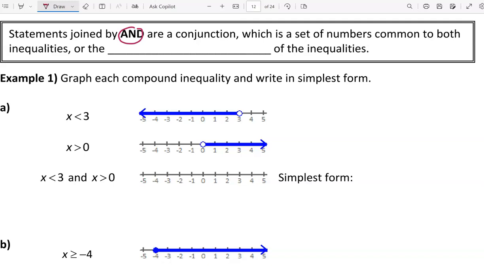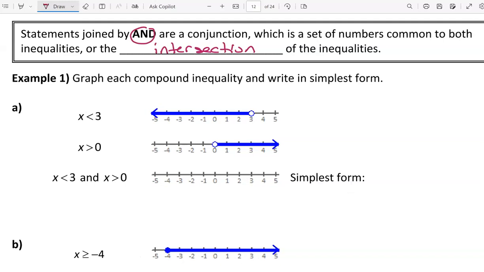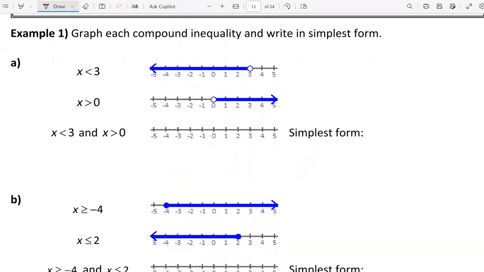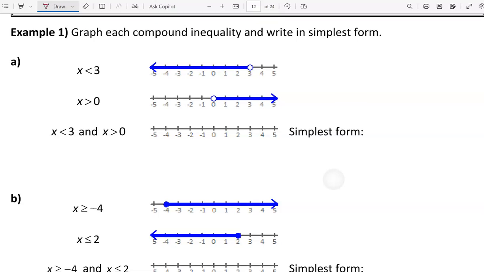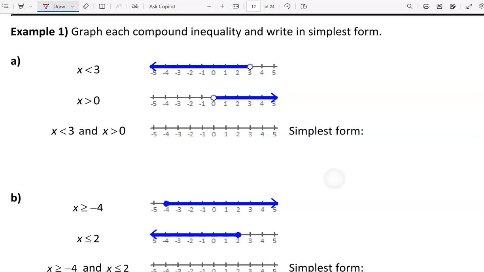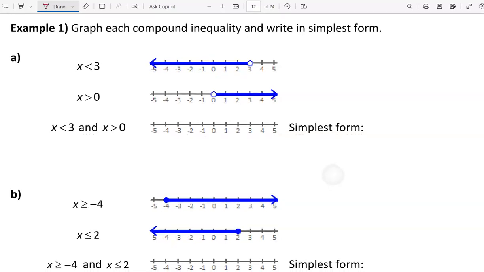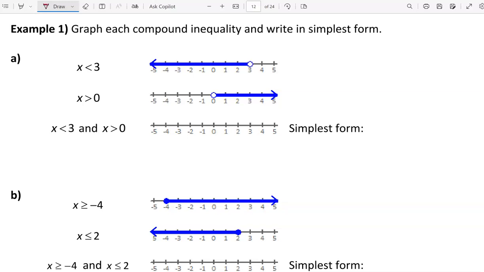That's the set of numbers that are common to both inequalities, or the intersection of the two inequalities, what they have in common. Below in example 1, you can see on two number lines that x is less than 3 and x is greater than 0 are graphed on each of the lines. On the third line, we're going to graph those two statements joined by and. When we join them using the word and, we graph their intersection, or what they have in common.